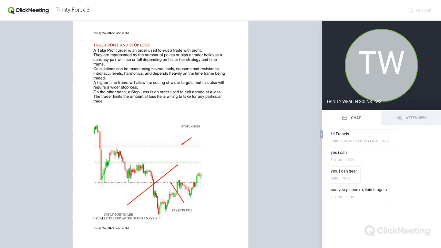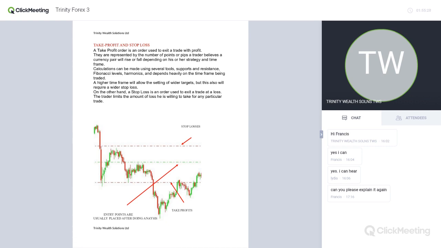They are represented by the number of points or pips a trader believes a currency pair will rise or fall, depending on his or her strategy and time frame. Calculations can be made using several tools, that is support and resistance. That's what we've covered. We're going to see how we use those to determine our take profit. Or Fibonacci levels, we're going to see that, harmonics, and it depends heavily on the time frame. If you're trading on a 1 hour time frame and I am on a 5 minute time frame, our take profits may not be the same, right? Basically will not be the same.